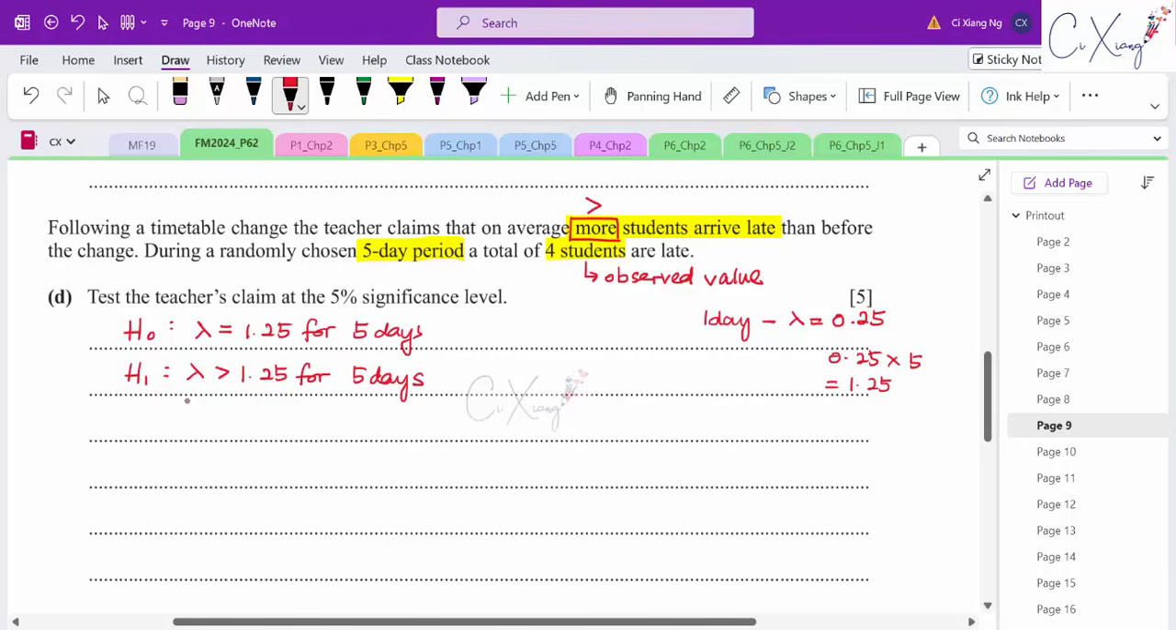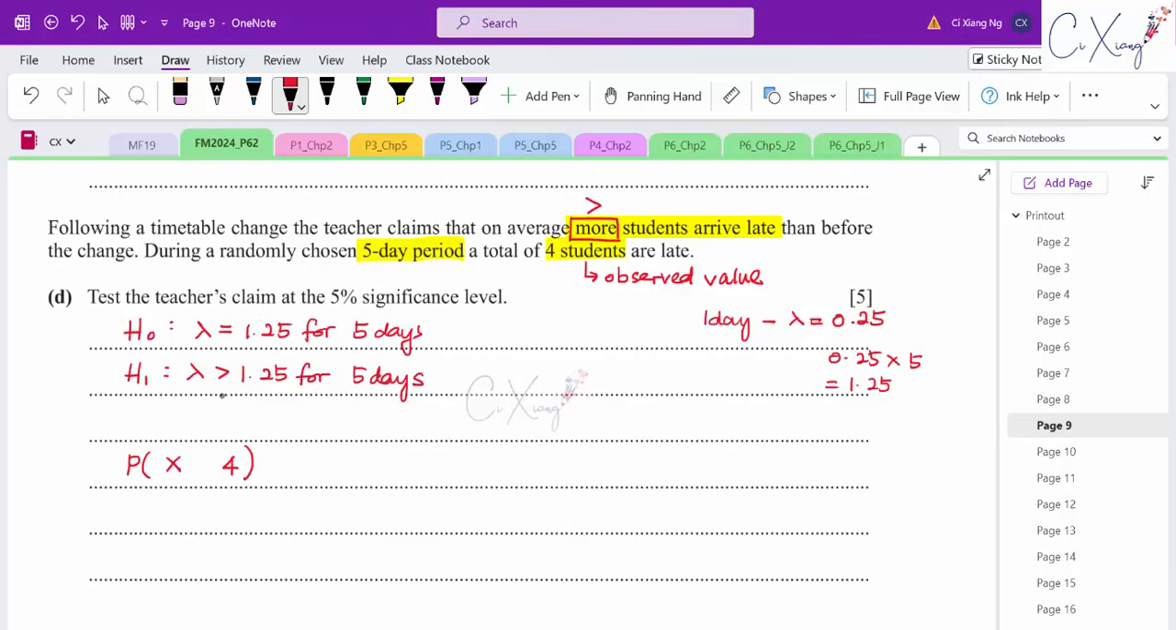Alright, so this is what we have for the null and alternative hypothesis. Then the second step, we have to calculate the p-value. To calculate the p-value, we have to use the observed value. We have a total of 4 students. So for 4 students, this is a one-tail test.